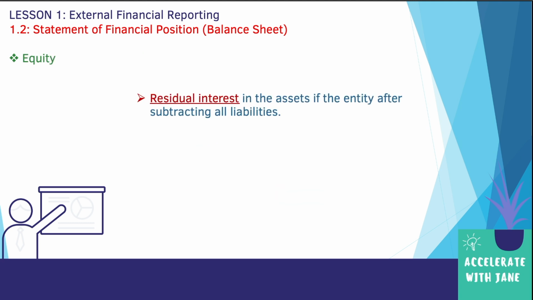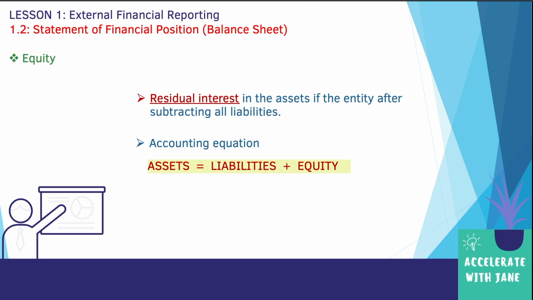Now let's go to equity. So this is the definition per standards. It is the residual interest in the assets of the entity after subtracting all the liabilities. So just remember the accounting equation, right? Assets is equal to liabilities plus equity. Now, if we rearrange this equation and put the liabilities on the left side, it becomes assets less liabilities is equal to equity. Meaning, what is remaining after we deduct the liabilities from the assets.